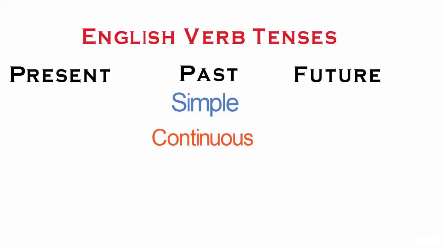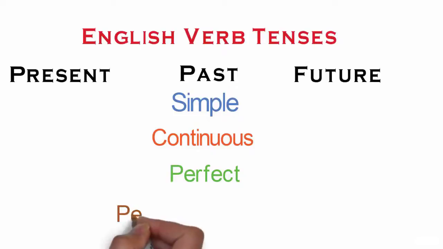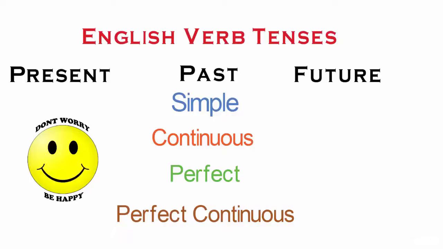We are going to talk about the simple tenses, continuous tenses, perfect and perfect continuous tenses, present, past, and future. Yes, there are 12 tenses, but you don't have to worry at all because I will help you understand them in a very easy way. I will explain everything about these tenses in a very easy way. Good.